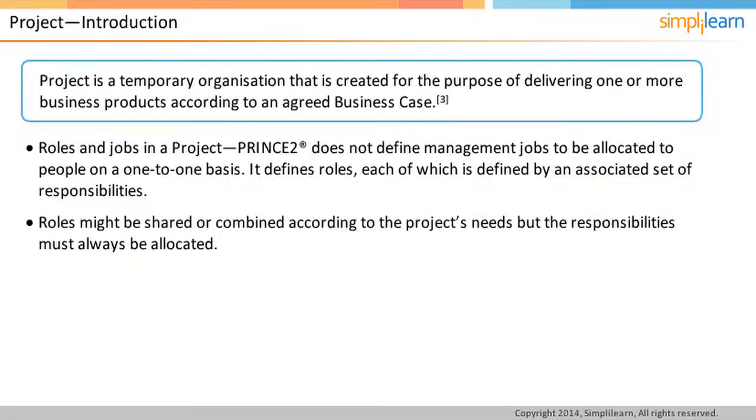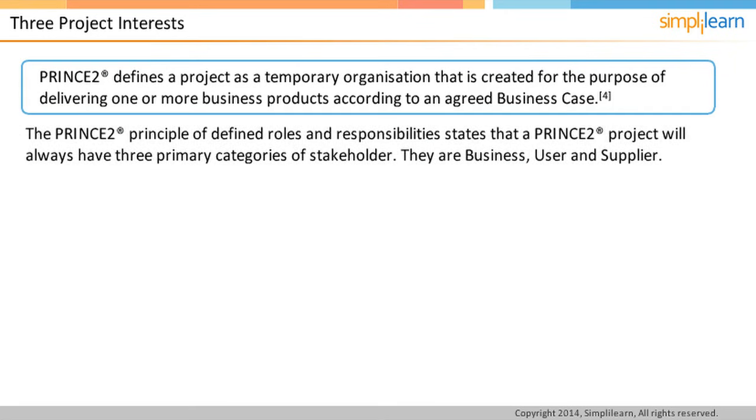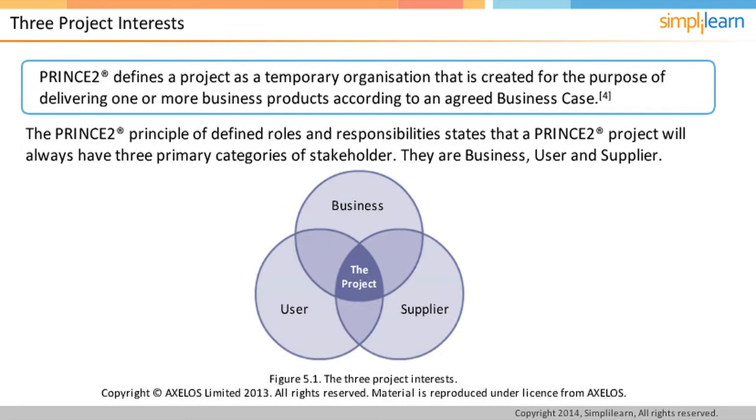PRINCE2 defines a project as a temporary organization that is created for the purpose of delivering one or more business products according to an agreed business case. The PRINCE2 principle of defined roles and responsibilities states that a PRINCE2 project will always have 3 primary categories of stakeholder. As seen in the image on the screen, they are business, user, and supplier. The reason for undertaking a project is to introduce change to meet the current business challenges. We will continue our discussion on the 3 project interests in the following screen.